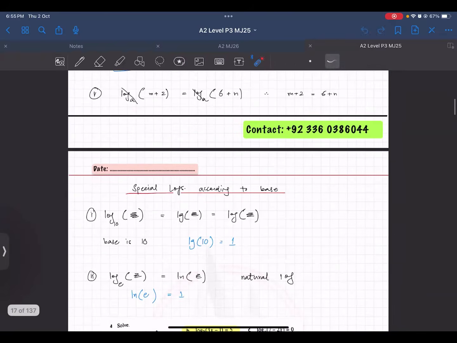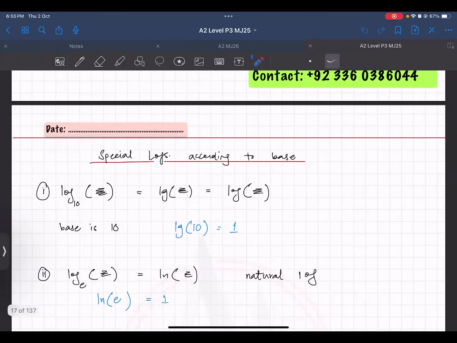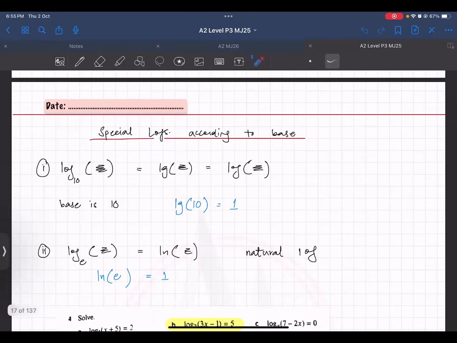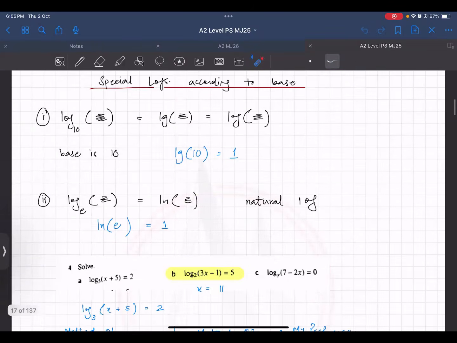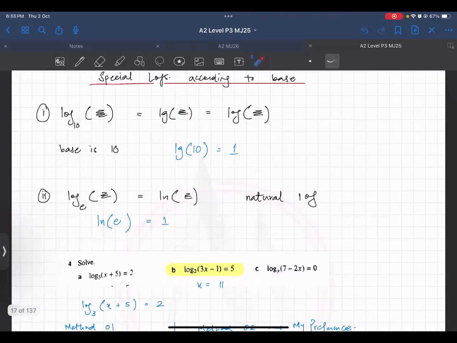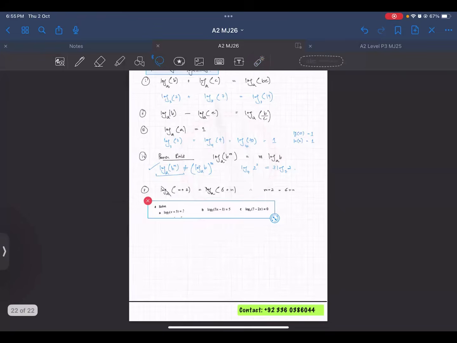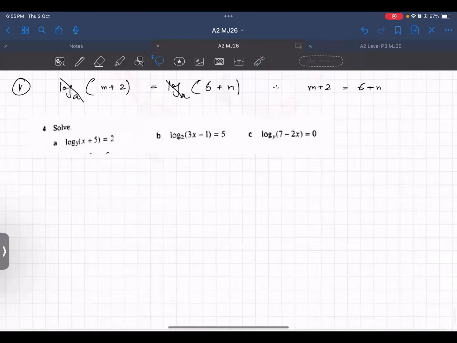This is where I've written special logs according to the base. If the log has the base 10, then you can write it down as lg or log. And if the log has the base e, then you can write ln, natural log. And here are some examples to do, using these rules to help you solve this logarithmic equation.